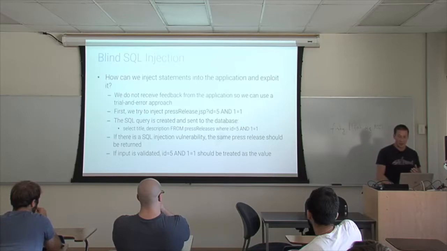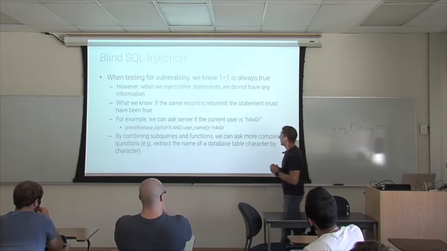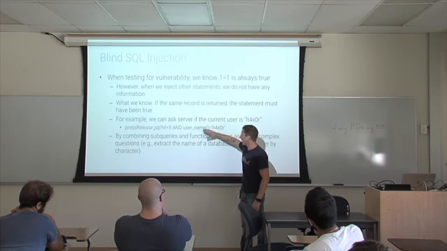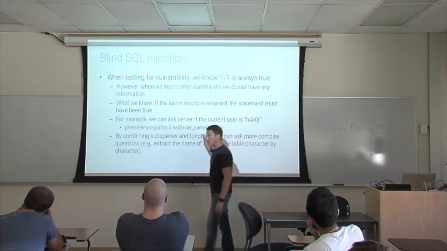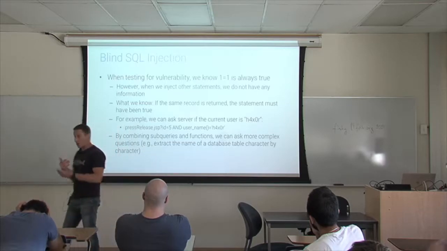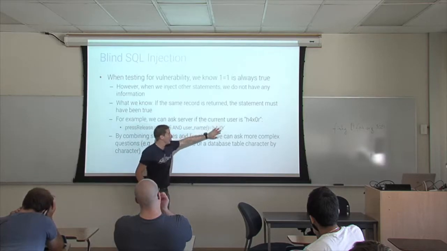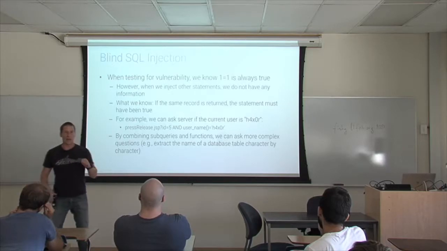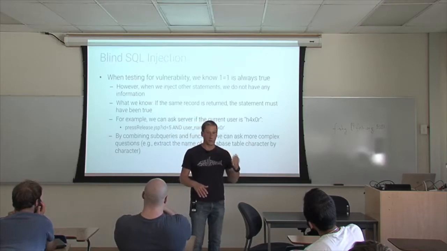But if you actually want to extract information, you can add questions that are true or false. So you can say the username of whatever server is running there is Haxer, in this case. If it's not the case, it will be false because the query will fail. If whatever you put here is true, then you will get press release number 5. So fundamentally, blind SQL injection is when you find a way to have the server be an oracle for true or false.